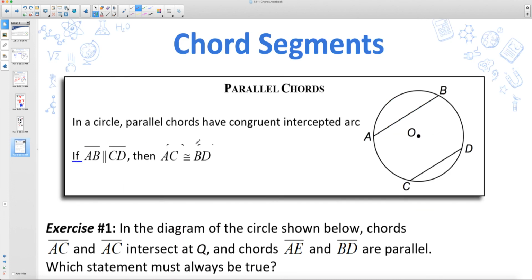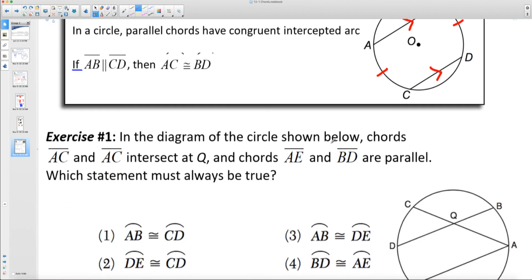Okay, and last thing here. If we have chords that are parallel, they intercept congruent arcs. So if AB and CD are parallel, then AC and BD have to be congruent. So that's a pretty straightforward one here.